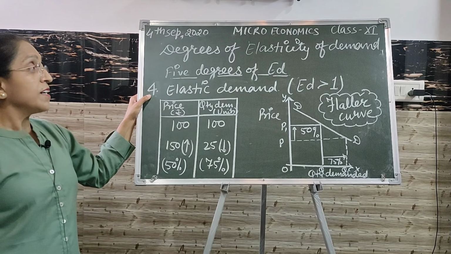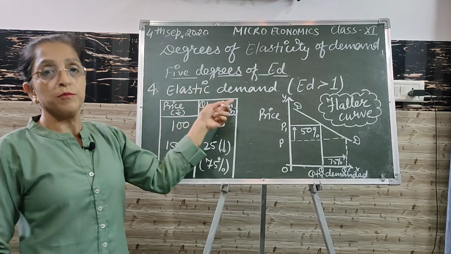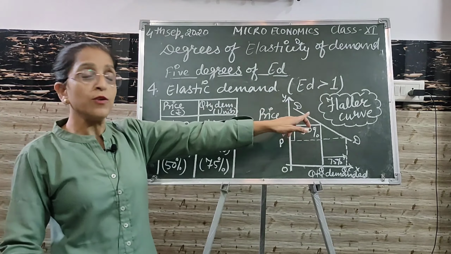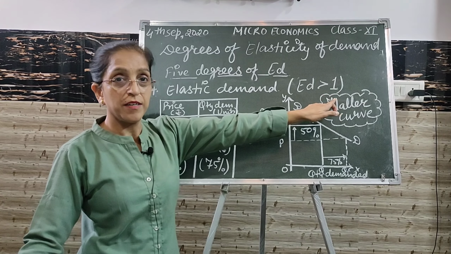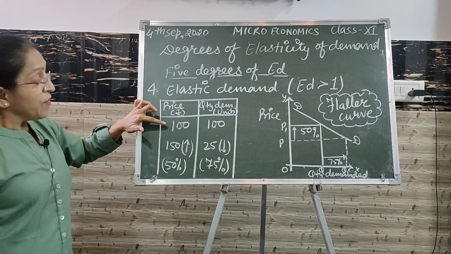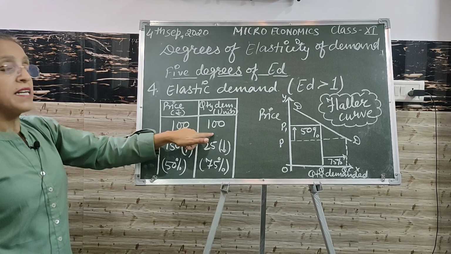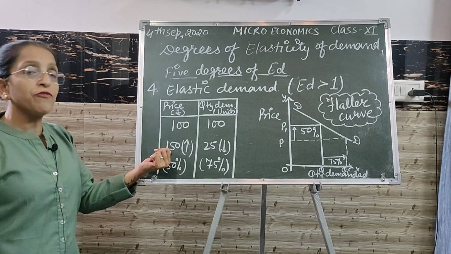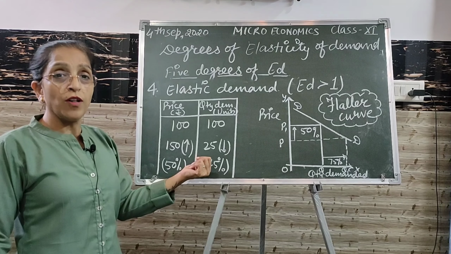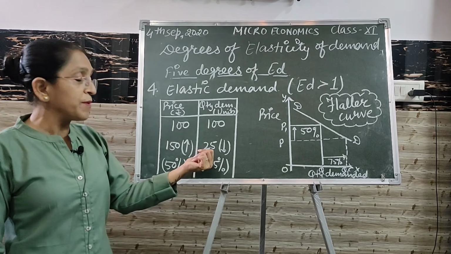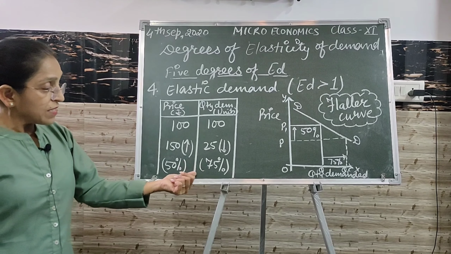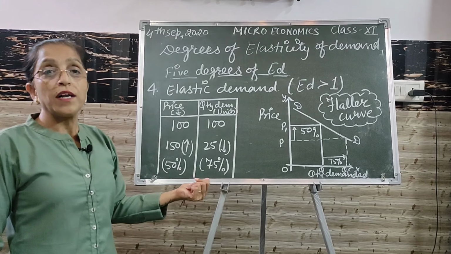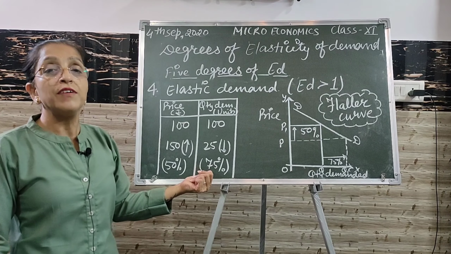Yes, our fourth degree of elasticity of demand, elastic demand. You can call it more than unitary elastic demand also. The degree is known as ED greater than 1. So see the schedule. When the price was 100, the quantity demanded was 100 units. As the price increases by 50 rupees, that is 150, the quantity demanded falls by 75 units and becomes 25. Now, what is the percentage change? The price is increased by 50%, whereas quantity demanded is falling by 75%.